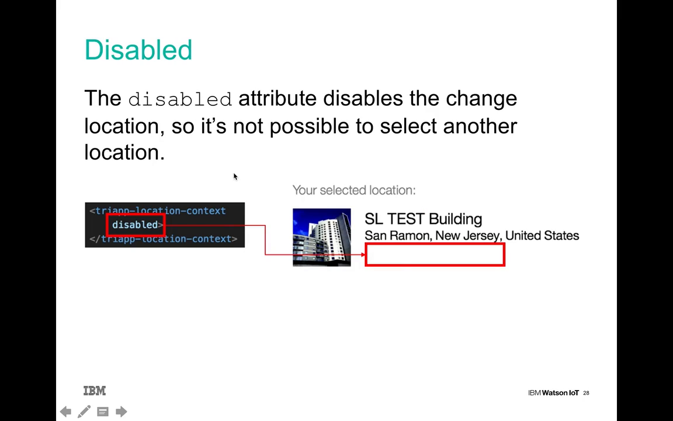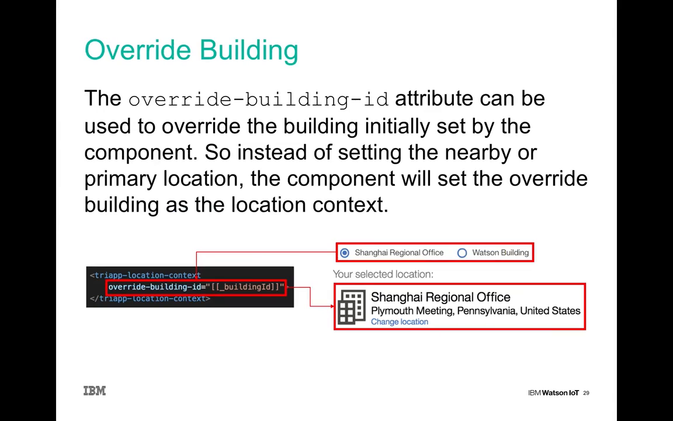The disable attribute disables the change location, so in this case it's not possible to select another location. The override building ID attribute can be used to override the building initially set by the component. So instead of setting the nearby or primary location, the component will set the override building as the location context. In this example, I use a radio button to set an override building, and this is the building set as the location context.